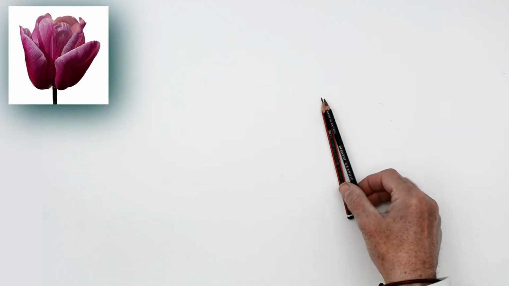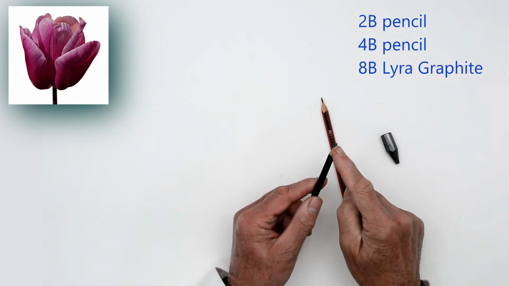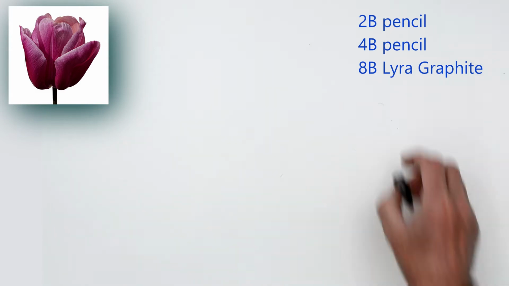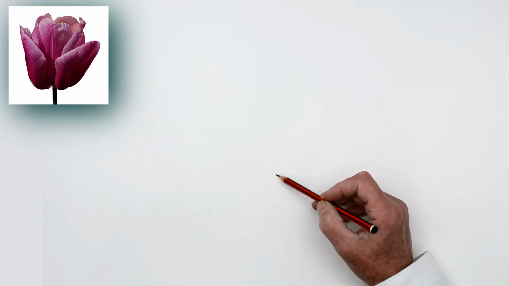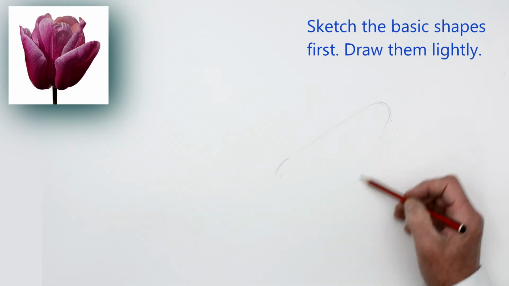Okay, let's move the tulip aside. Here are the pencils I'm going to use: a 2B pencil, 4B, 8B. Remember, graphite is exactly the same as pencil lead. That's what a pencil lead is, it's graphite. Okay, let's make a start with the drawing.